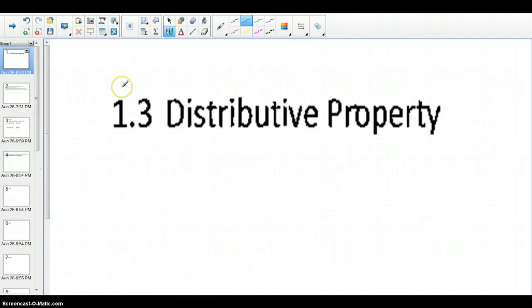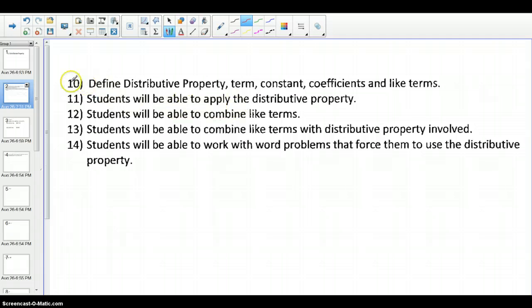Kids, it's the first time that we're going to be looking at a lesson online, and hopefully this goes well. But today we're going to focus on the idea of the distributive property. And we do have a couple goals that we want to focus on in class. We want to focus on these three goals.